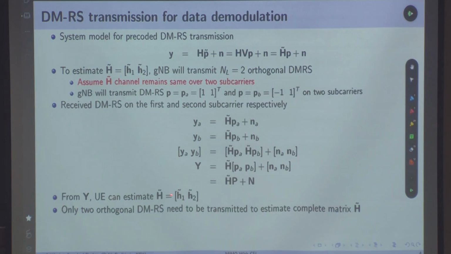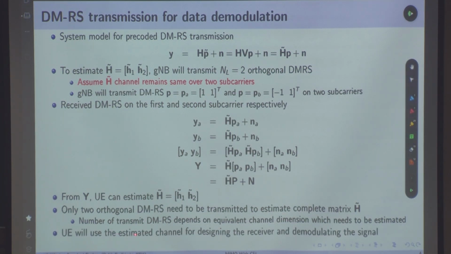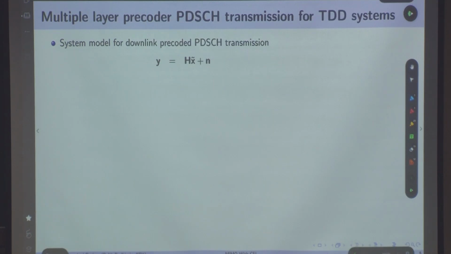From Y, the UE can estimate this channel. Only two orthogonal DMRS need to be transmitted to estimate this complete matrix H tilde. And the number of transmitted DMRS depends on the equivalent channel dimension, which needs to be estimated. I am just repeating that. And this H tilde will be used by the user for designing the receiver and demodulating the signal. DMRS are only transmitted with data. Fine. So let's move on.